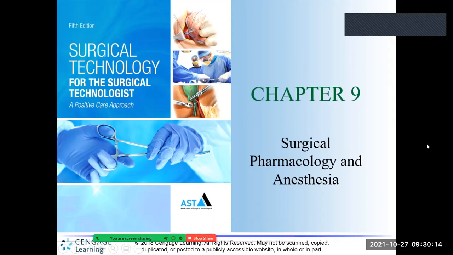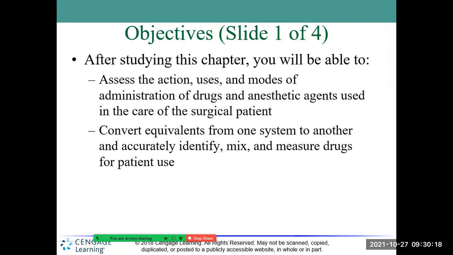Okay. Surgical pharmacology and anesthesia. We're going to cover all of that. So after studying this chapter, you will be able to assess the action, uses, and modes of administration of drugs and anesthetic agents used in the care of the surgical patient. Also, you'll be able to convert equivalents from one system to another and accurately identify, mix, and measure for patient use.